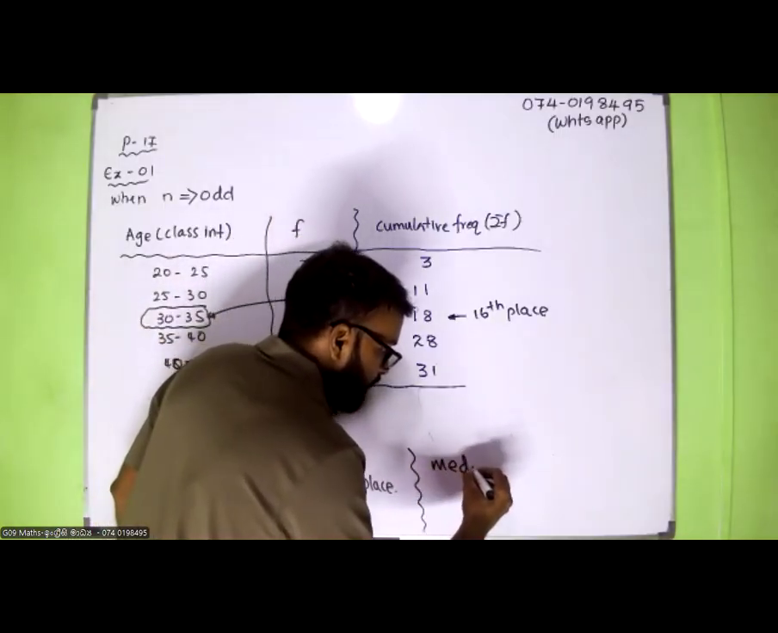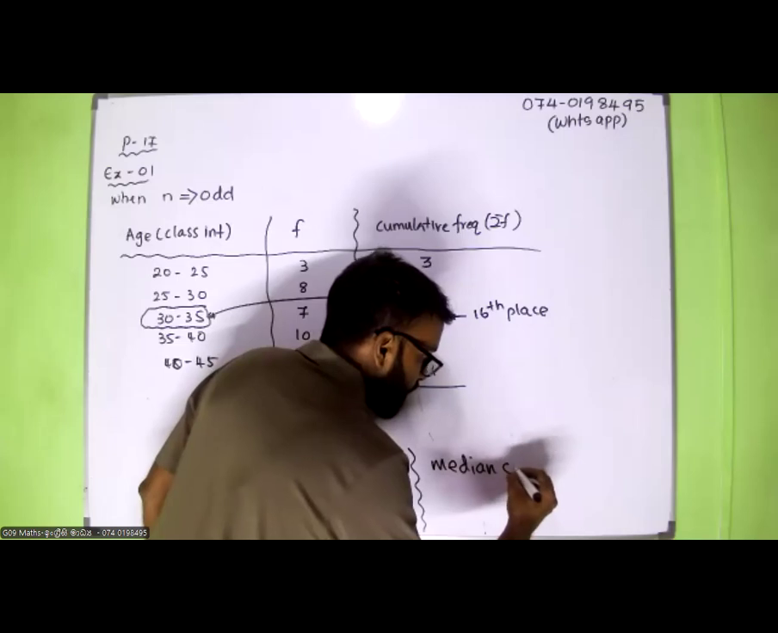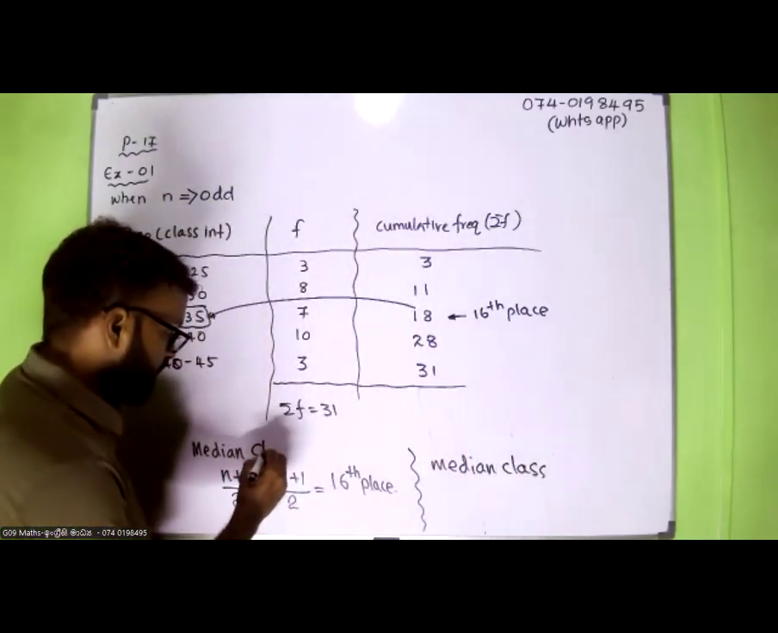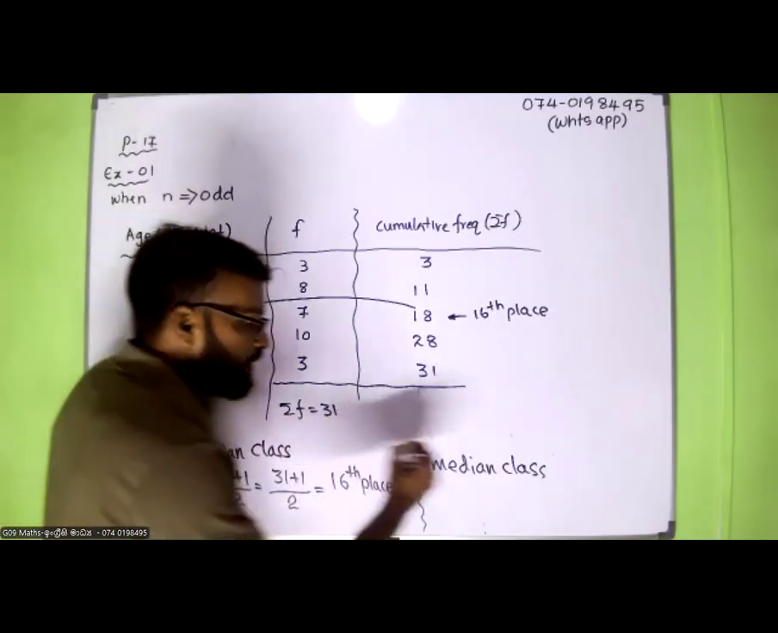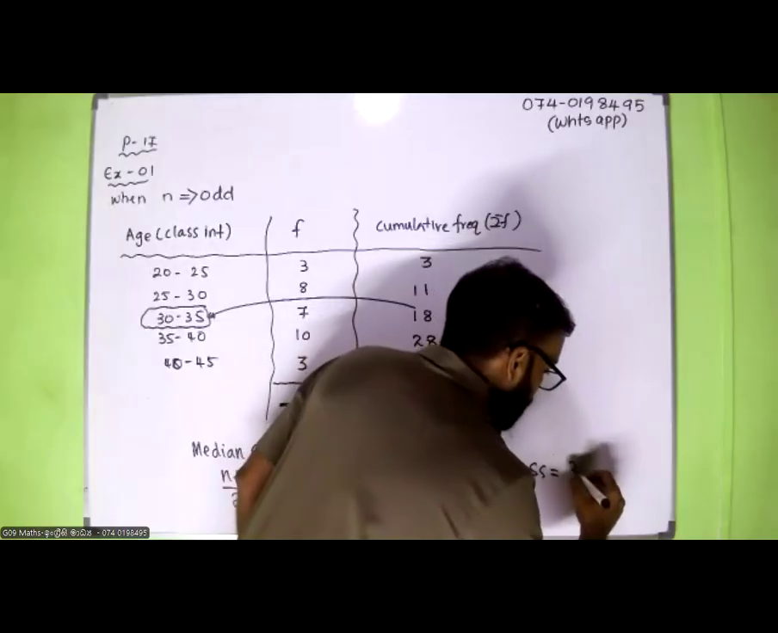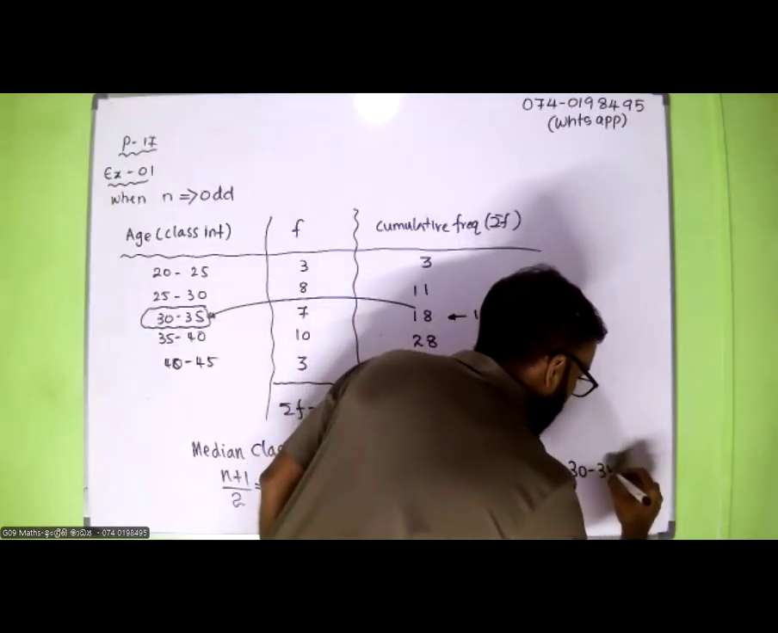So you can write median class. Now the median class. Median class equals 30 to 35.